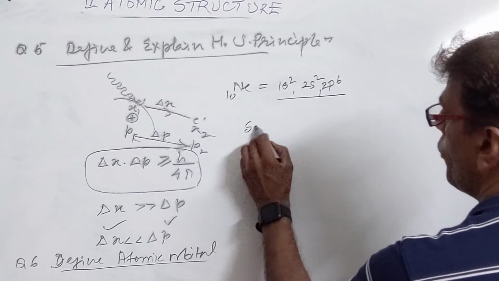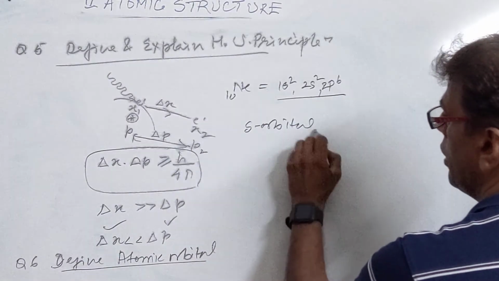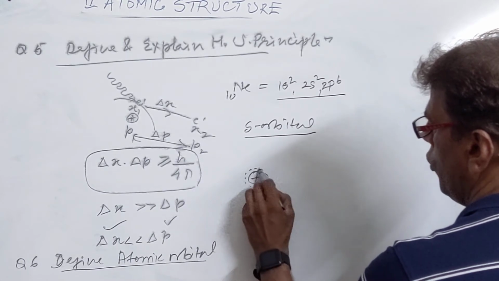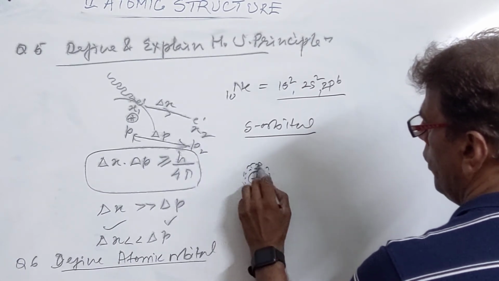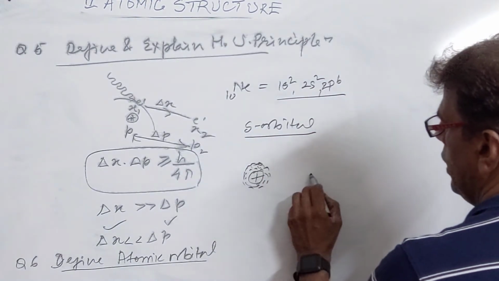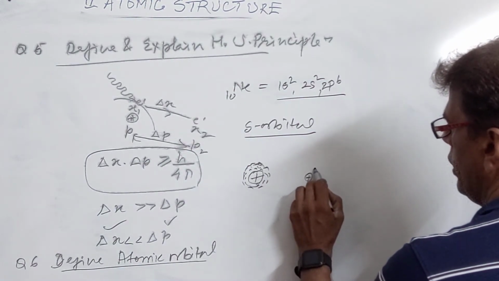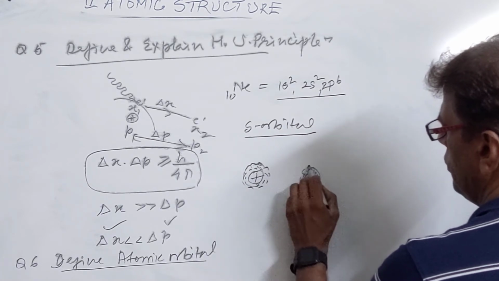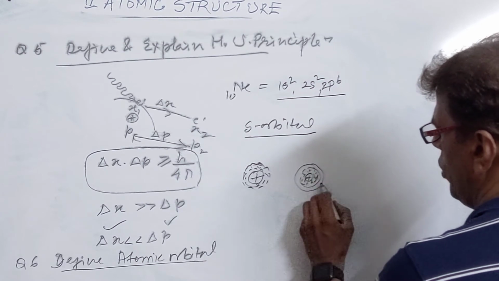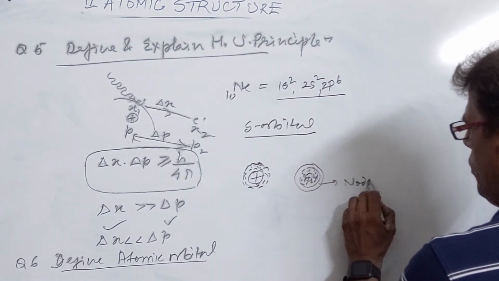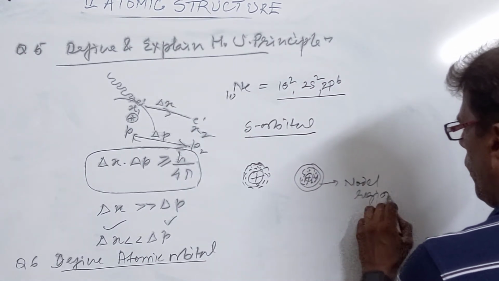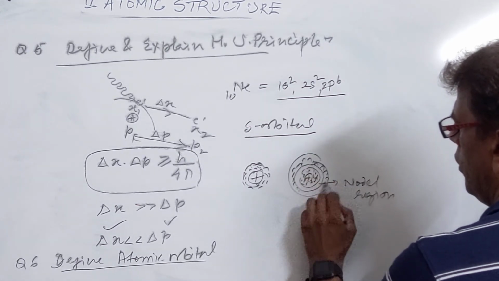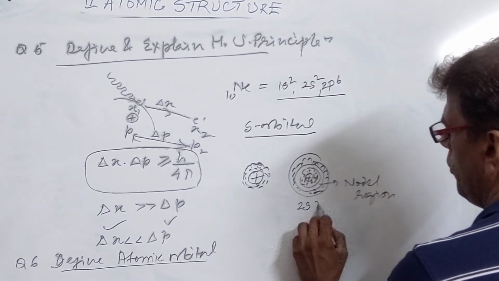Number one, s orbitals. They are spherically symmetrical around the nucleus. This is the 1s orbital. They are shown by dots around this. If we want to draw the shape of the 2s orbital, this will be the first region of electron that is associated with 1s. This is the nodal region where no electrons are revolving. And around this nodal region we have the 2s subcell. So this is the shape of the 2s orbital.